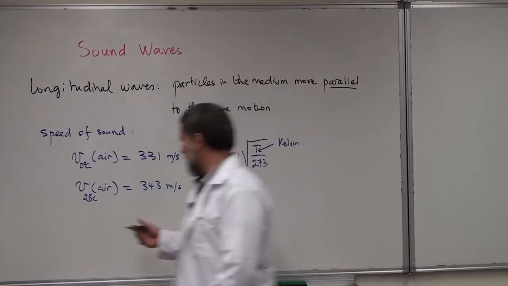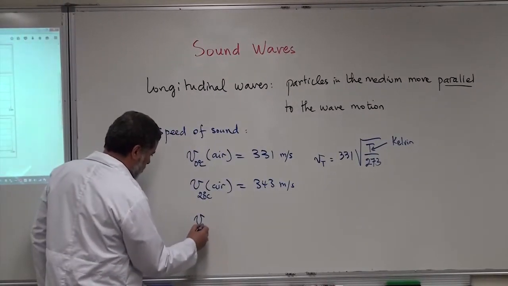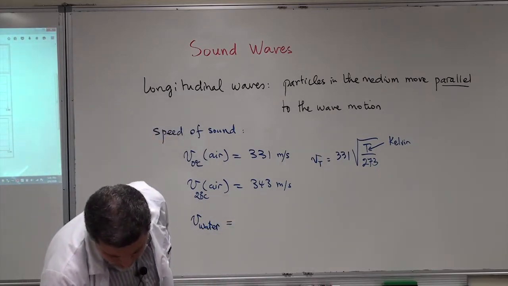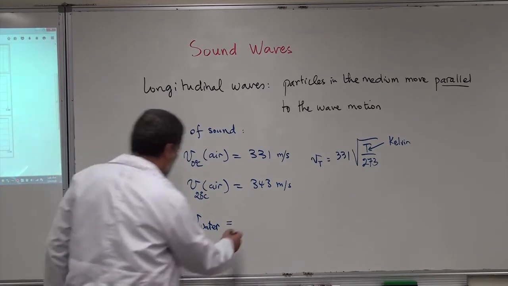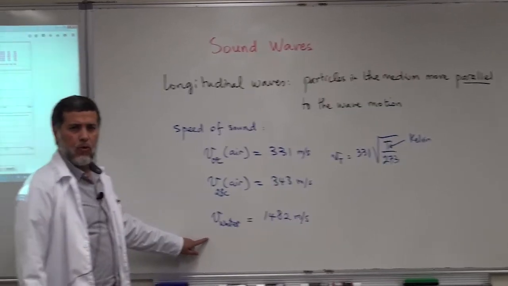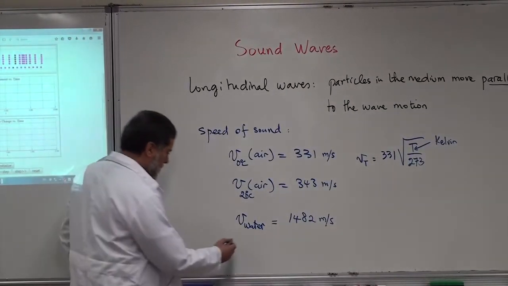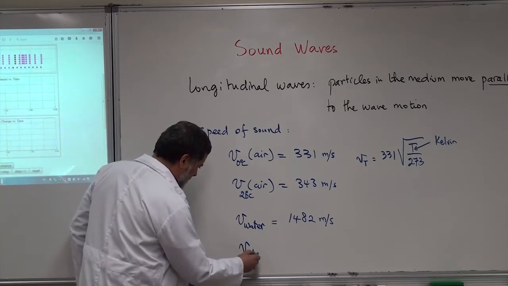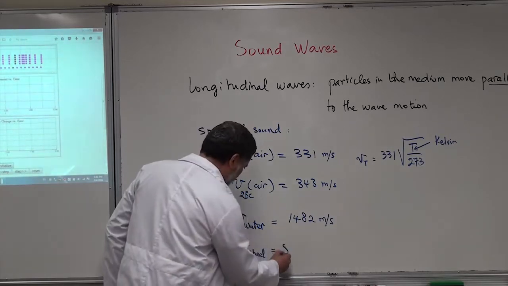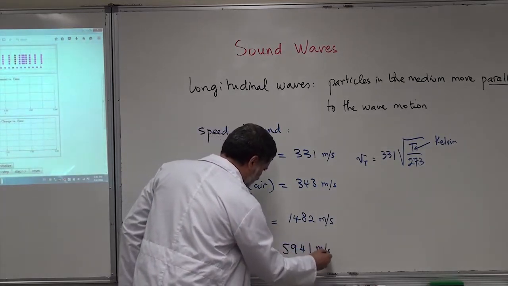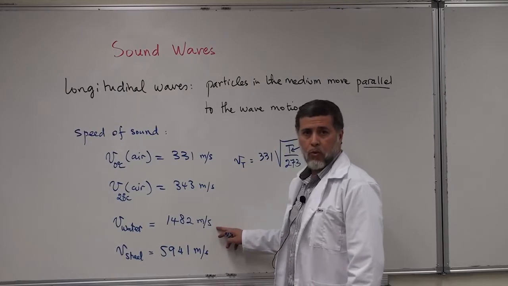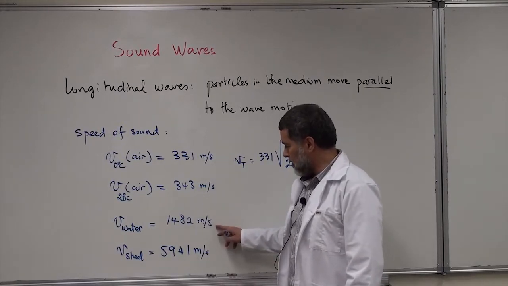The speed of sound in water at 20 degrees Celsius is 1482 meters per second. We notice that the speed of sound increases as we go from air to liquid, and v of sound in steel, which is a solid, is 5,941 meters per second. So you notice that the speed of sound increases as we go from air to liquid to solid.